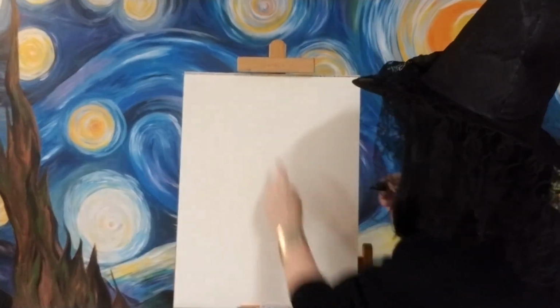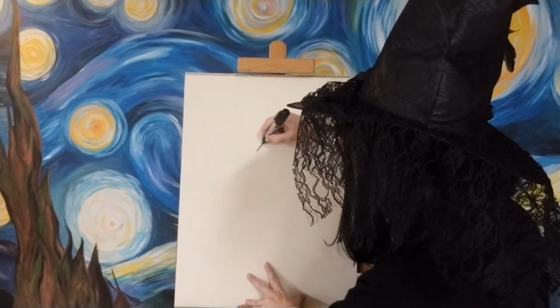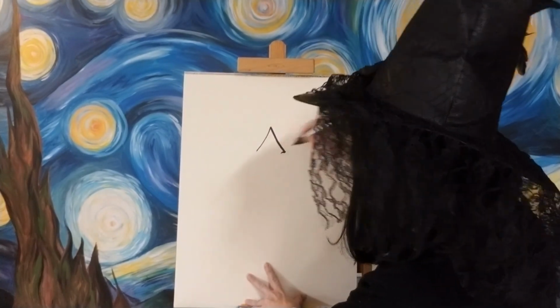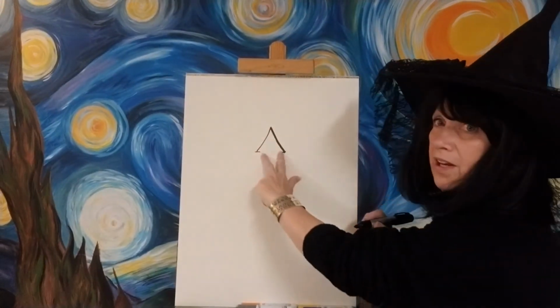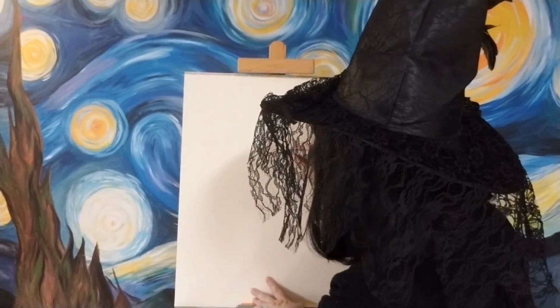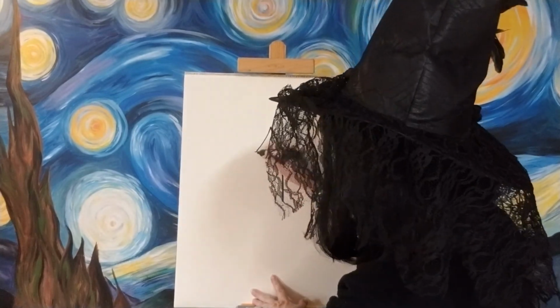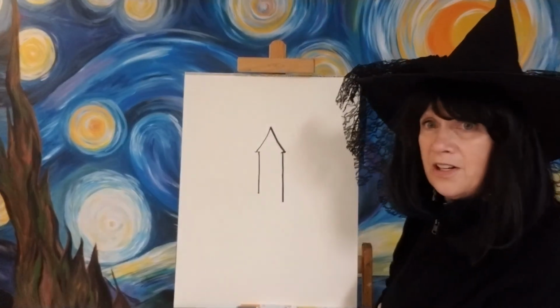Now I'm going to go ahead and start a little roof. We're going to have like a little tiny tower here. So I'm going to put the little lines here. See how I made a point? It's almost like an arrow. And then let's come down. I'm going to make it almost like a big arrow, just like that.